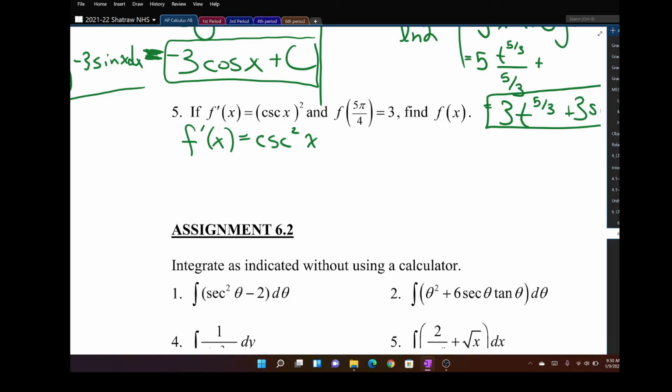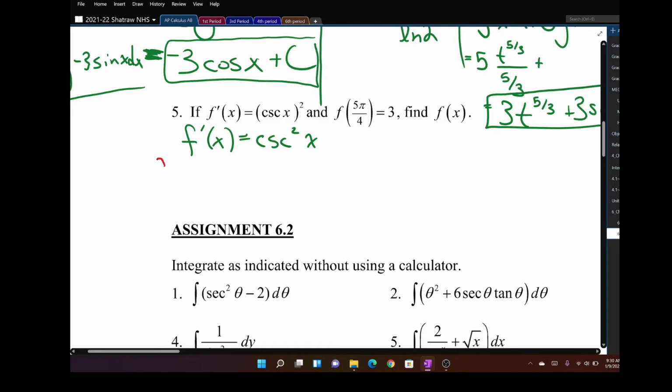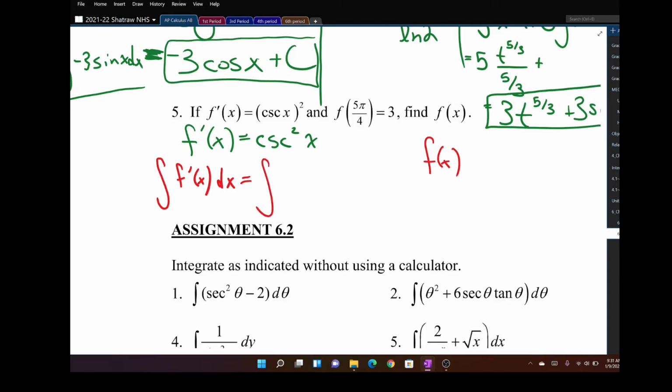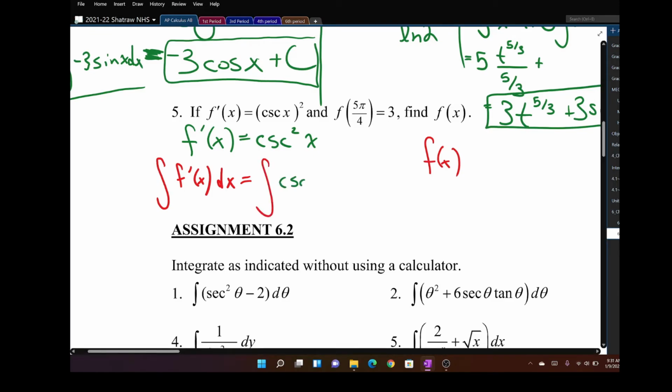And what does that look like, by the way? And I'm not going to cheese it. I'm actually going to write it really nicely, okay? The integral of a derivative is just that original function. Integral of f prime of x dx is f of x, okay? And therefore, what is the integral of cosecant squared x dx?